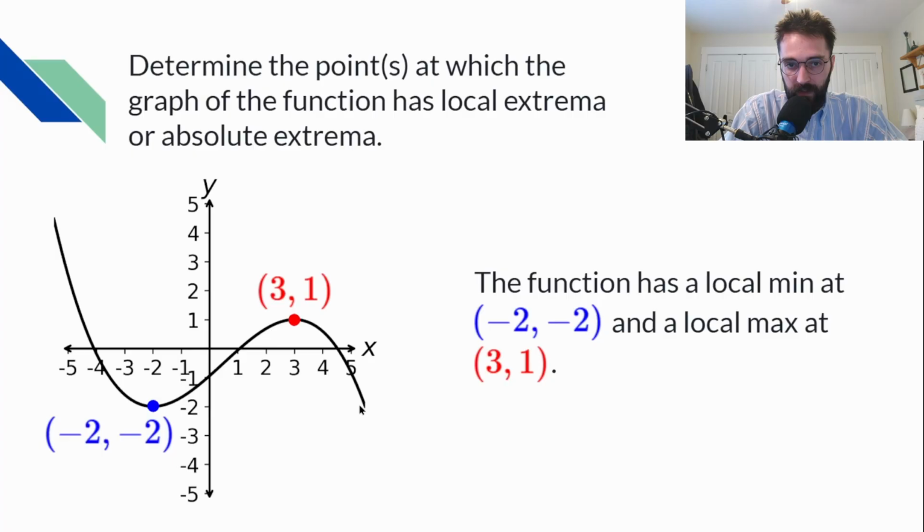But this function does not have any absolute extrema. Why is that? It's because the function continues up to positive infinity over here, and it continues down to negative infinity over here. So there is no biggest or smallest y value. So this function only has local extrema right here at this blue point and this red point.